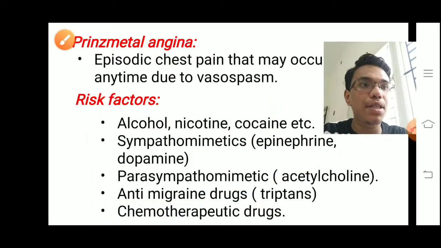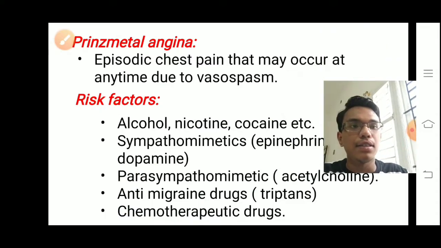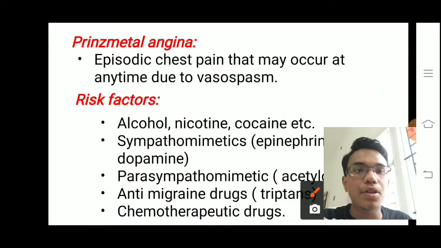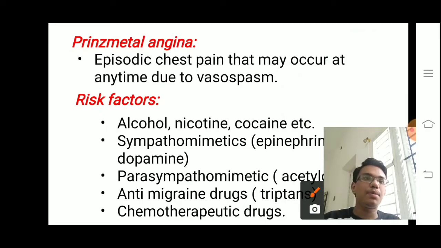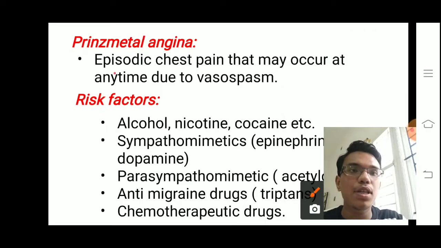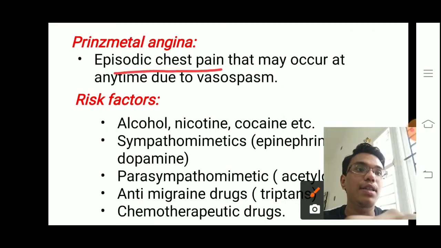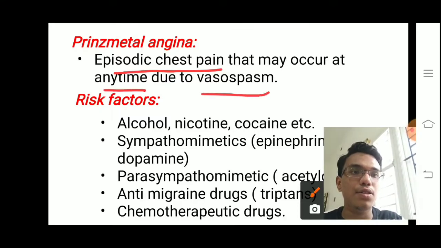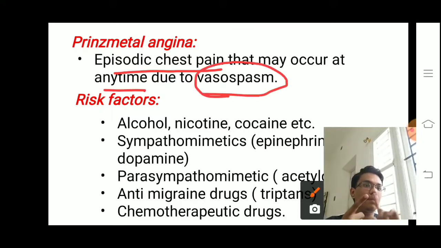Now coming to prinzmetal angina. This is a little big topic, you have to concentrate here. Prinzmetal angina means episodic chest pain, that is one point, that occurs at any time due to vasospasm. These 3 points you should remember. It is an episodic chest pain.